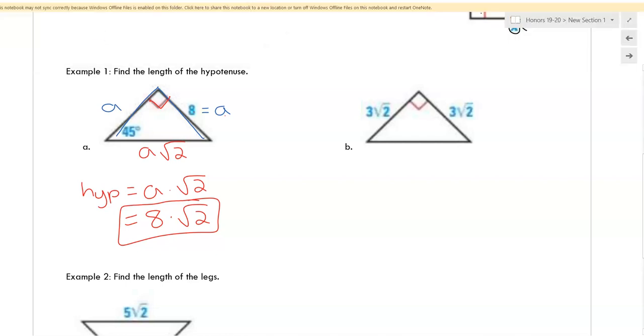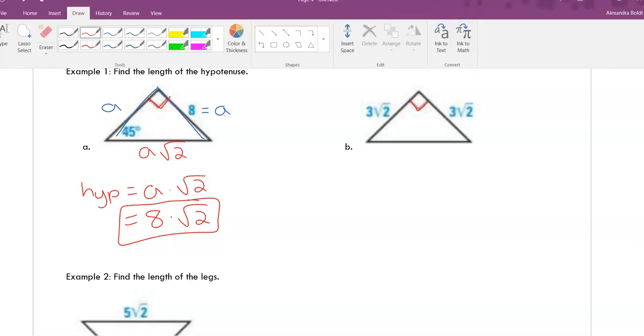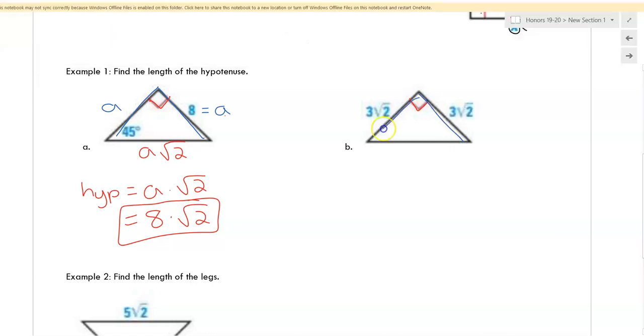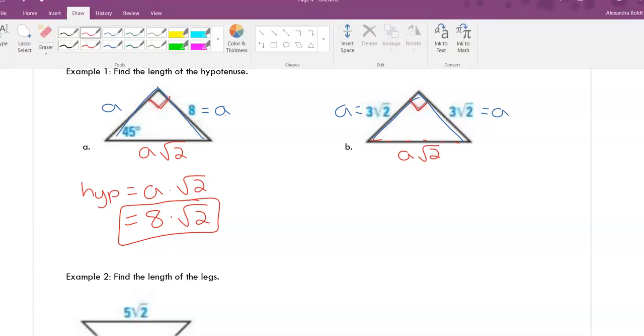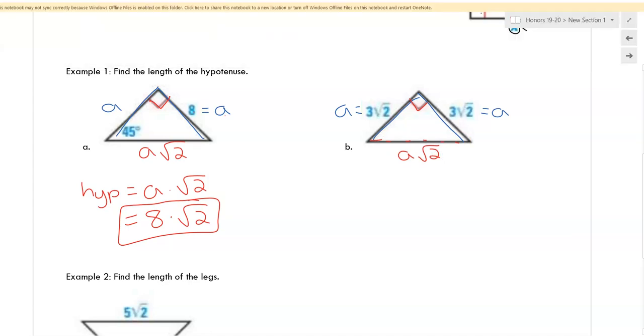Same thing for letter B. Here's our right angle. So that means these are legs. So they're equal to A. That's what our relationship is. And then our hypotenuse down here is A root 2. So again, it's asking me to solve for the hypotenuse. Our hypotenuse equals A times root 2.